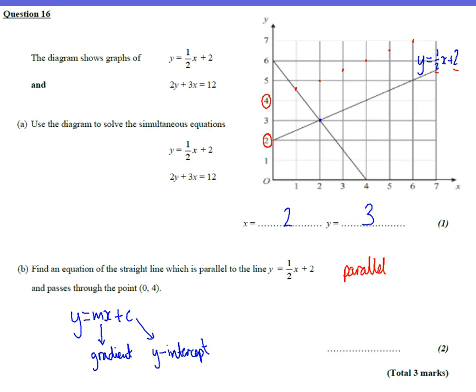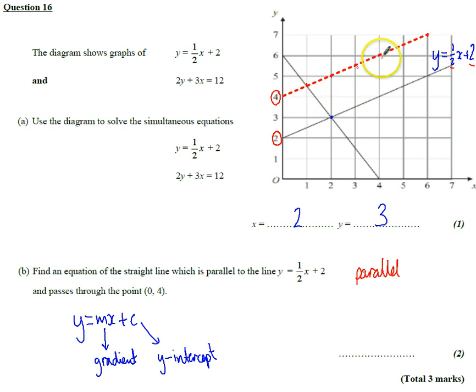Now, if we drew this line in, it would look something like that. And you can see that that's parallel. So this here is the line which is parallel to this, has the same gradient, so it's y equals 1/2x. And then it goes through the point 0, 4, so instead of being plus 2 on the end, it's plus 4.